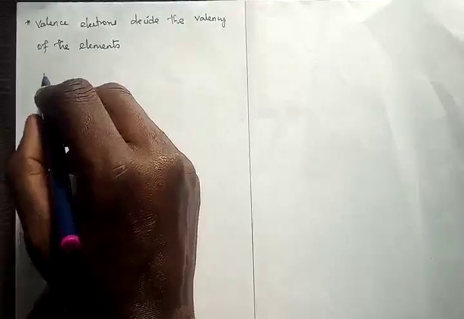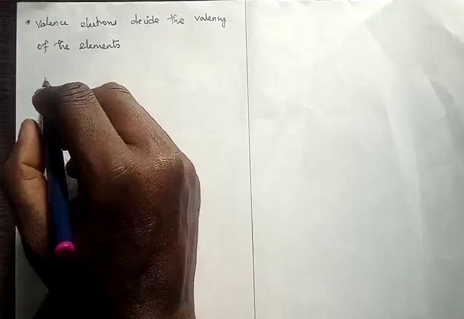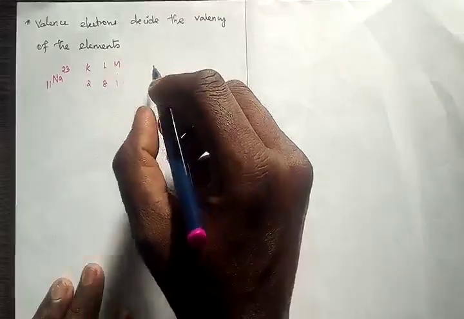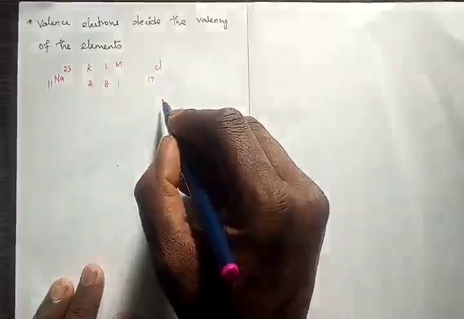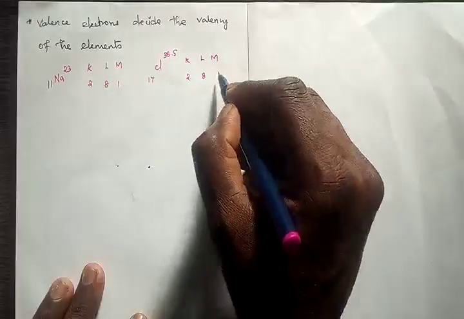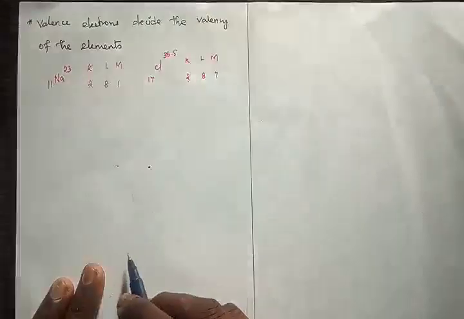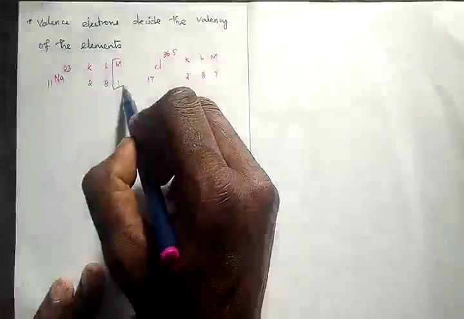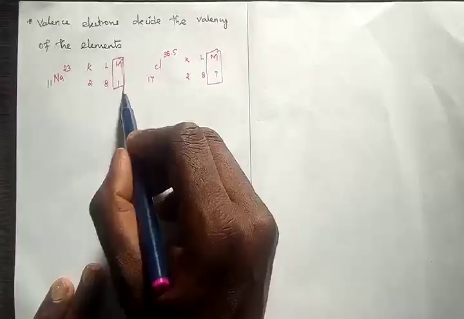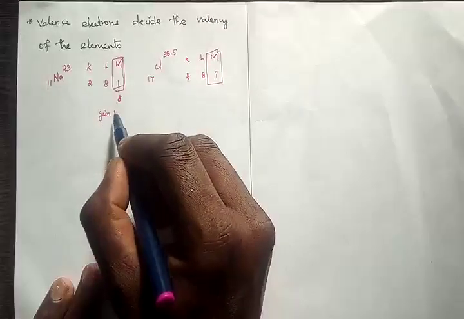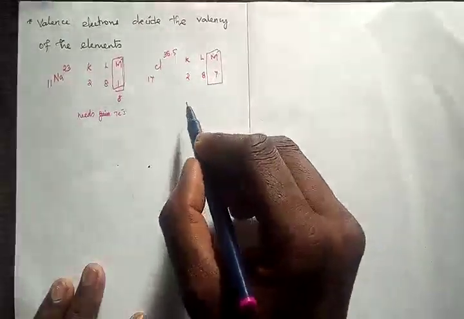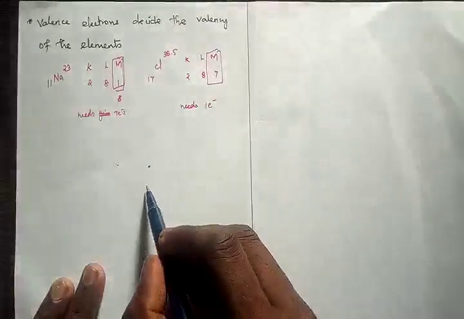The first one we will see, again the same case, sodium, K shell, L shell, M shell, 2, 8, 1. Let us go for chlorine. Chlorine is 17. The mass number is 35.5. KLM 2, 8, 7. 2 plus 8, 10. 10 plus 7, 17. So now this is an idea. Now look at this last shell. Now, in order to make this last shell 8, sodium needs to gain 7 electrons, whereas chlorine needs 1 electron, right?